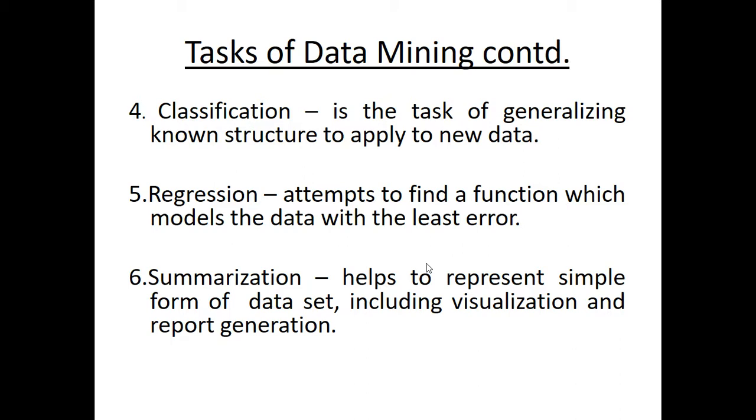Next is classification. Classification is the task of generalizing the known structure to apply to new data. Classification means grouping the object into any one of the predefined groups. Again, I'll take an example: blood group. I know that I have blood, but I don't know what the group is. By seeing the characteristics of the blood, my blood group can be assigned to any one of the predefined groups.